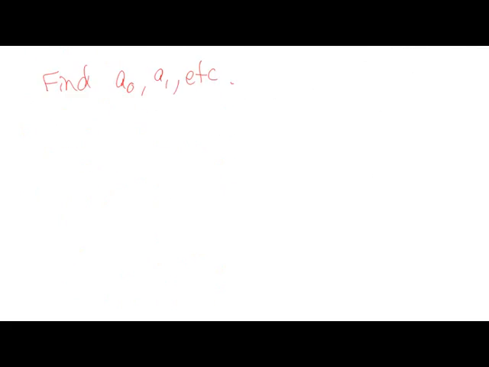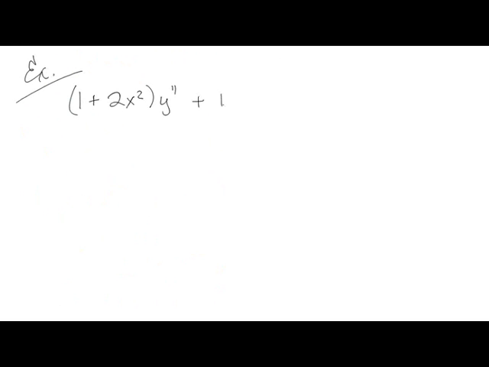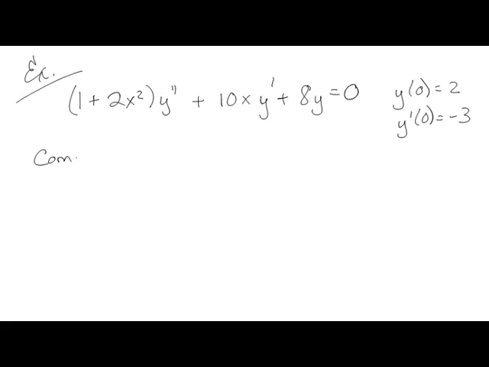Okay. So let's give you an example to play around with and see where we're going with this. Say that we had a differential equation problem that looked like this: (1 plus 2x squared) y double prime plus 10x times y prime plus 8y is equal to 0. And it also tells us that y at 0 is equal to 2 and y prime at 0 is equal to negative 3. And this problem says maybe compute the first 8, so a0, a1, and so on, up through a7 as the coefficients for the power series solution.